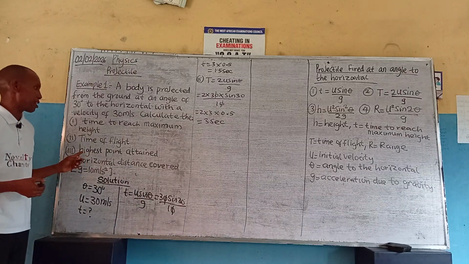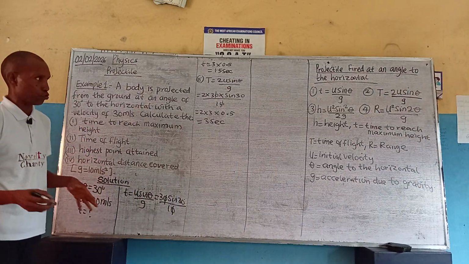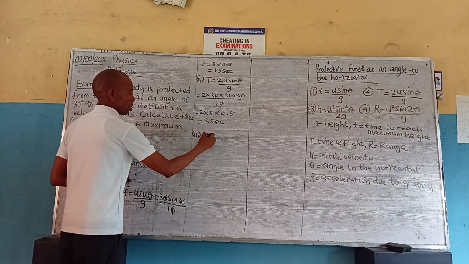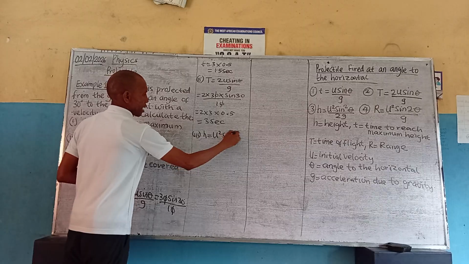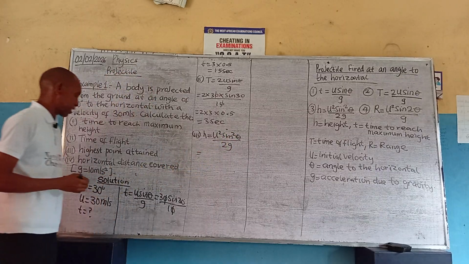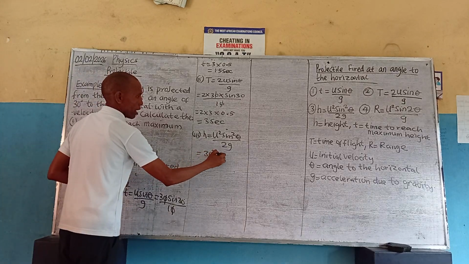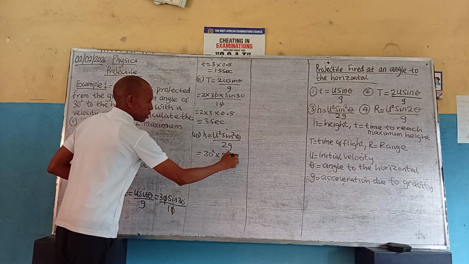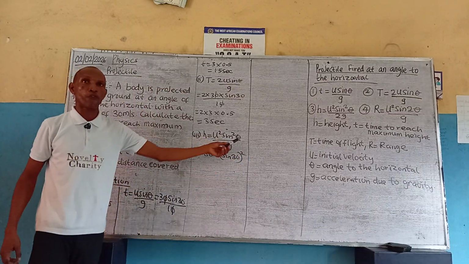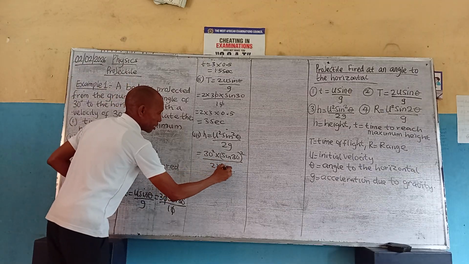The third question here is the highest point attained. That's as good as the maximum height reached. The third formula is what we are going to use for that. That is h is equal to u squared sin squared theta all over 2g. Our u, the initial velocity, is 30. So it's going to be 30 squared times sin 30 all squared. Sin squared theta means you look for the sine of the angle and square it. Then all over 2 times 10.